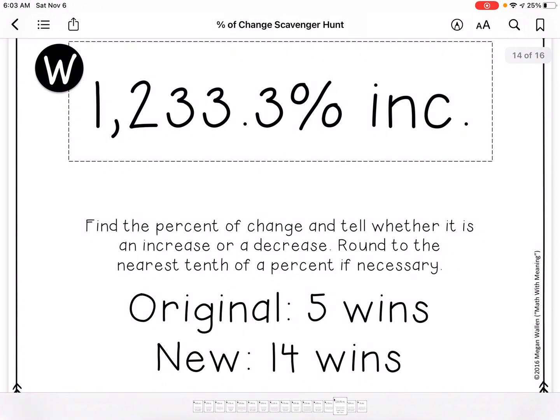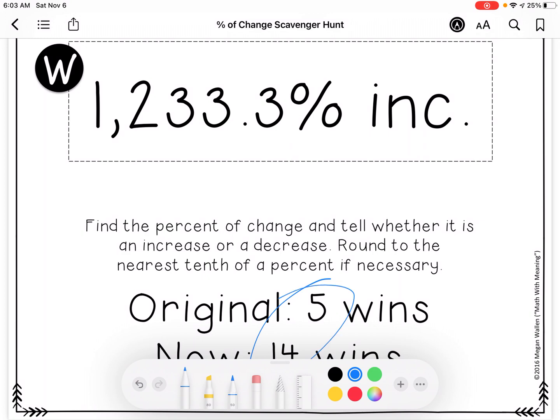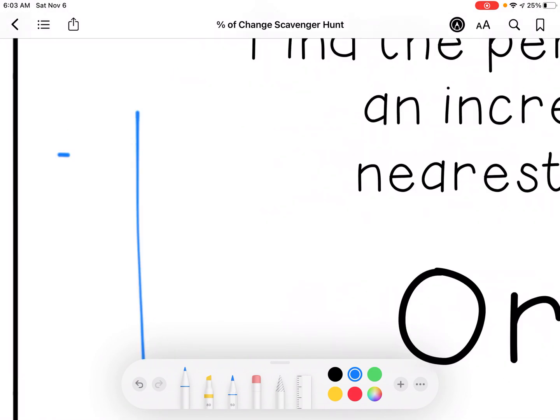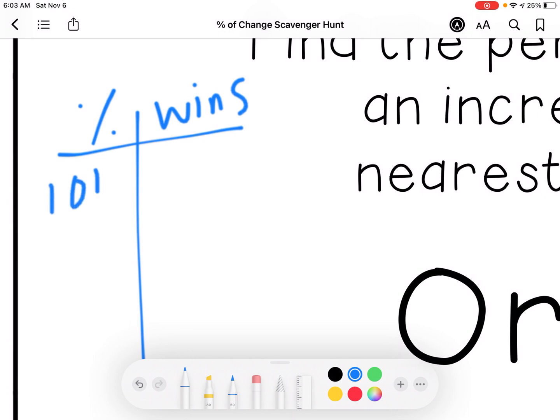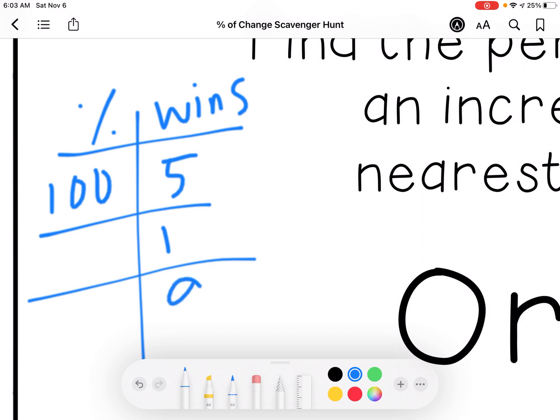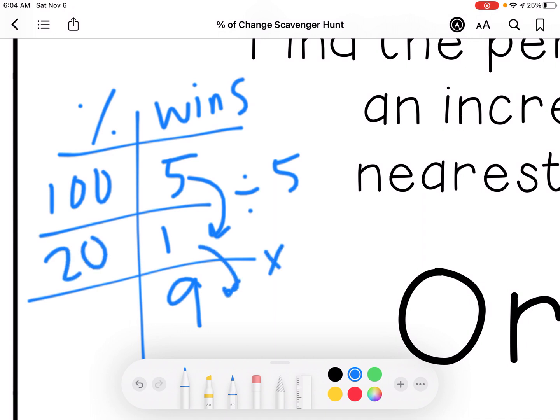All right, I'm going from 5 wins to 14 wins. So the difference between 14 and 5 is 9. So I'm going to divide by 5. I'm going to multiply by 9. So I get a 180% increase.